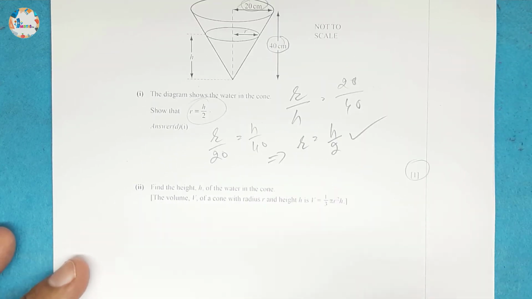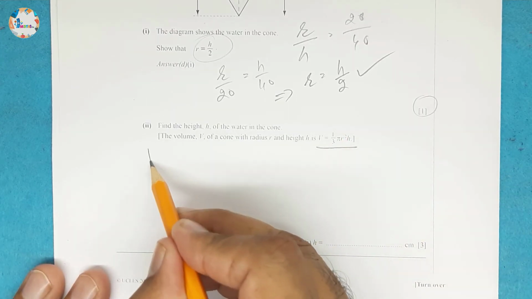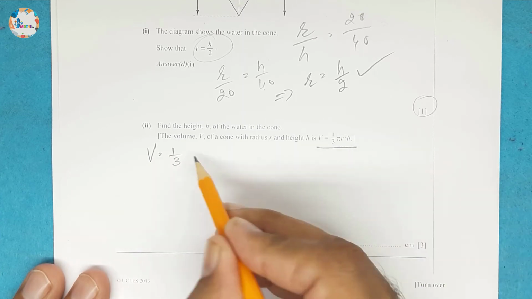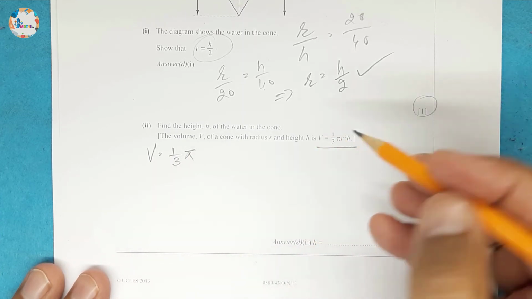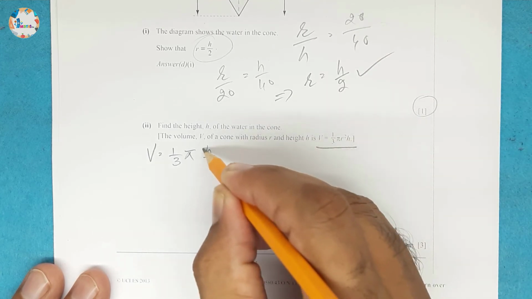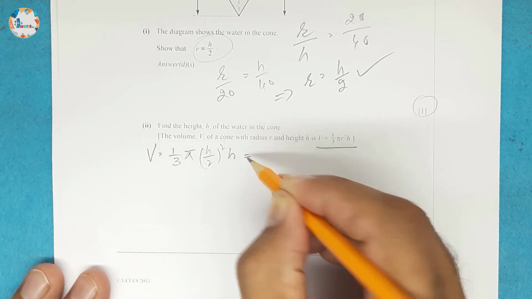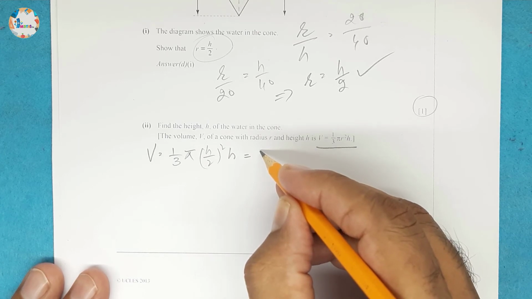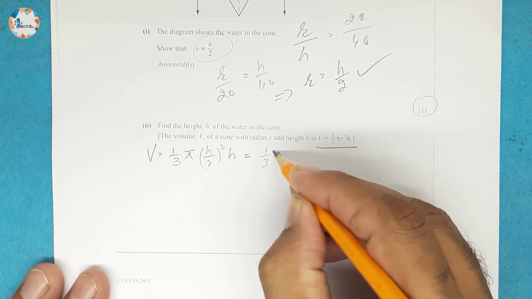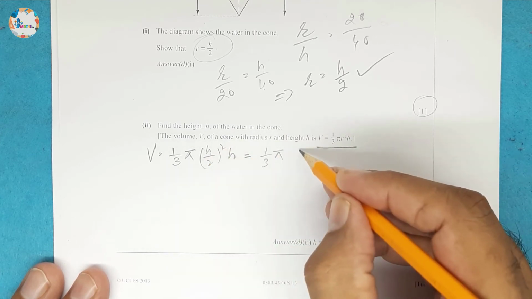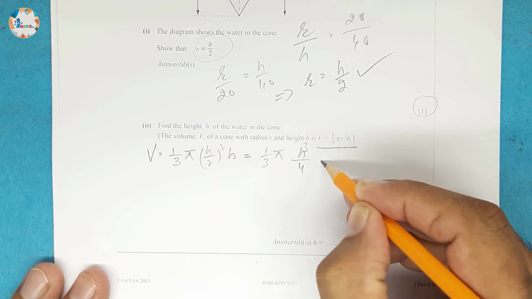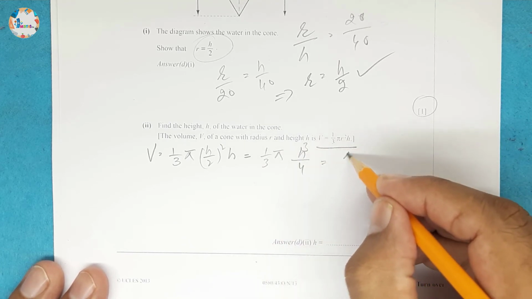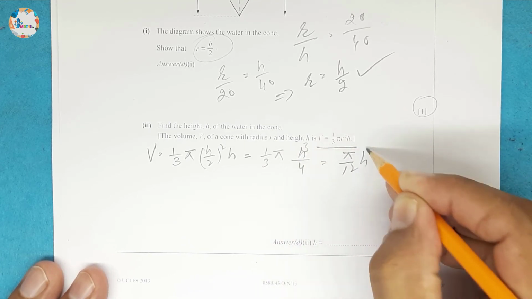Then find the height H of the water in the cone. The volume V of the cone with radius R and height H is given by this formula. So we'll utilize the given formula, which is V is equal to 1 by 3 pi R squared H. Instead of R squared we will write H by 2 squared into H. This is 1 by 3 pi, and H square into H will be H cube over 4, which is equal to pi by 12 into H cube.